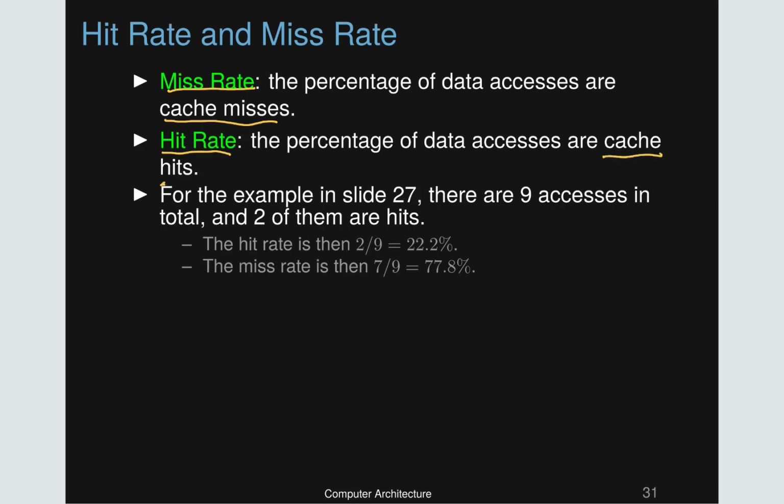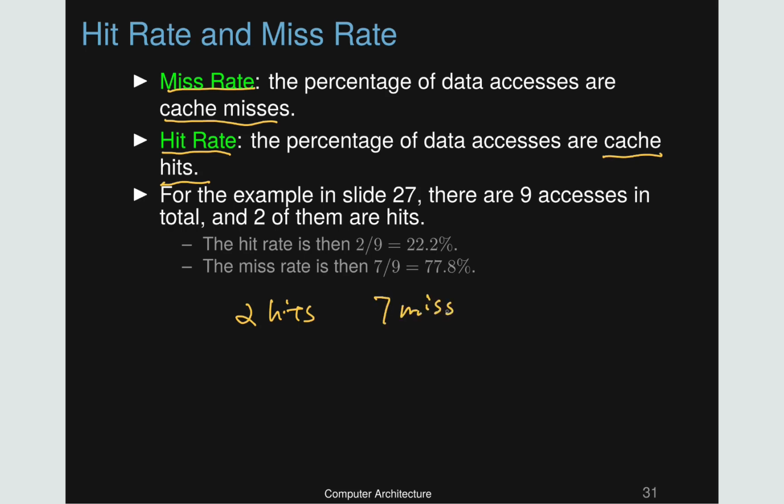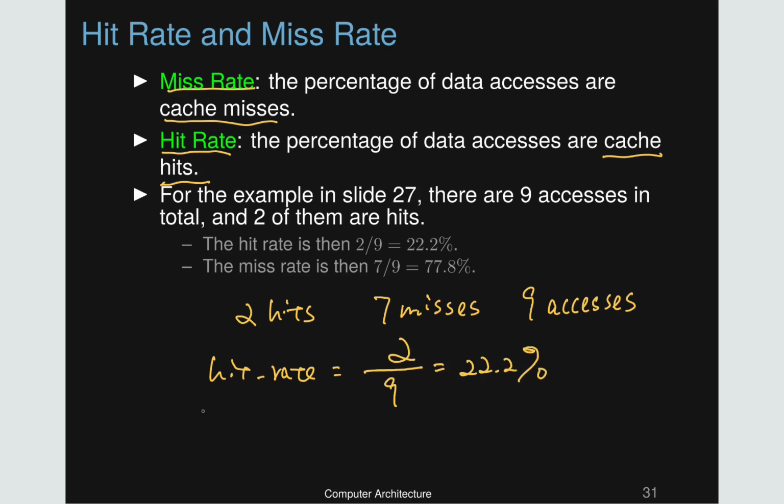hits. In the previous simple cache example, we know that we have 2 hits and 7 misses, and we have a total of 9 accesses. So the hit rate is 2 over 9, which is 22%. And the miss rate is then 7 over 9, which is 77.8%.